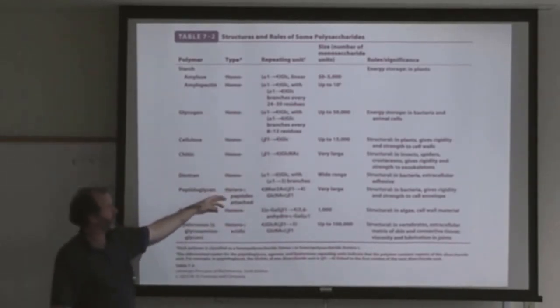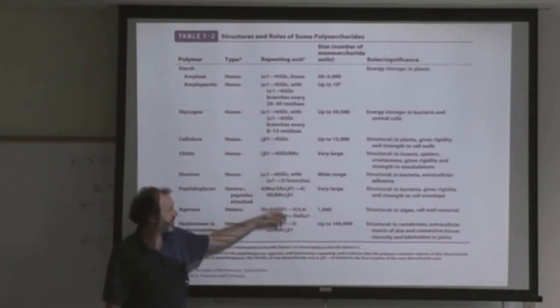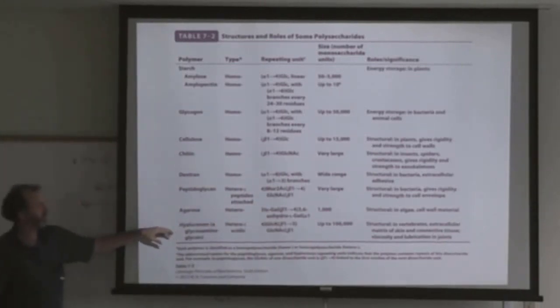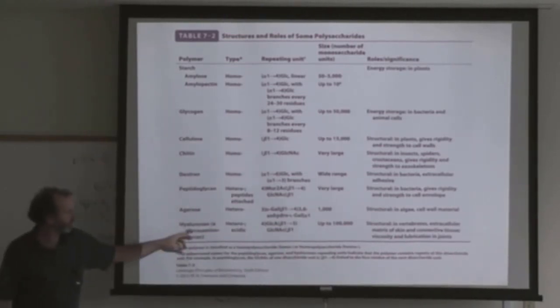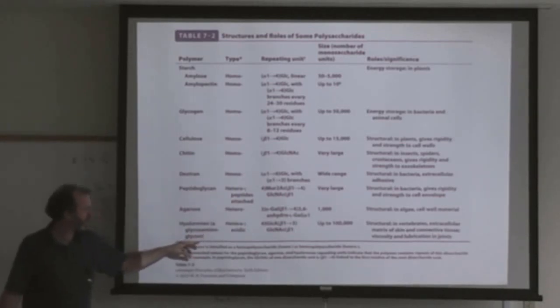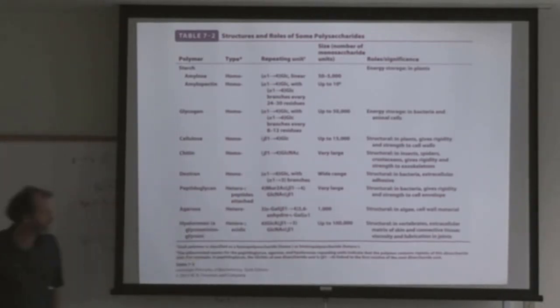Peptidoglycan can be hetero. Peptides can be attached. They're very large. They're in bacteria, giving rigidity and strength to the cell walls. Agarose, that's what we make our gels from, from algae. And hyaluronic acid, a glucosamine glycan, is hetero again, and it's structural in vertebrates.